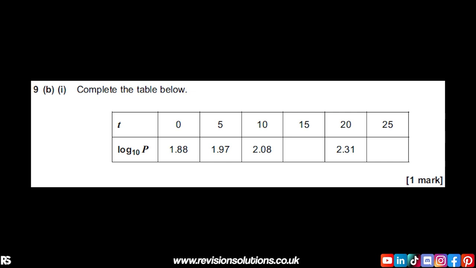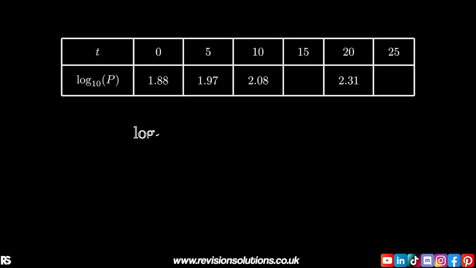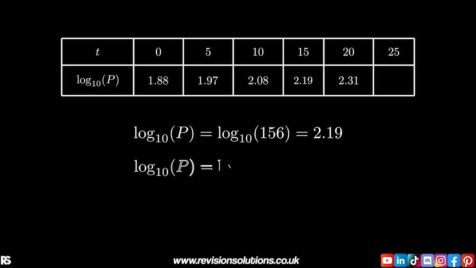Question 9b asks us to complete the table, filling in the missing values of log base 10 of P. From the table earlier, the value of P for T equals 15 was 156, so we take log base 10 of 156 for our first value. And the value of P for T equals 25 was 260, so our other missing value would be log base 10 of 260.